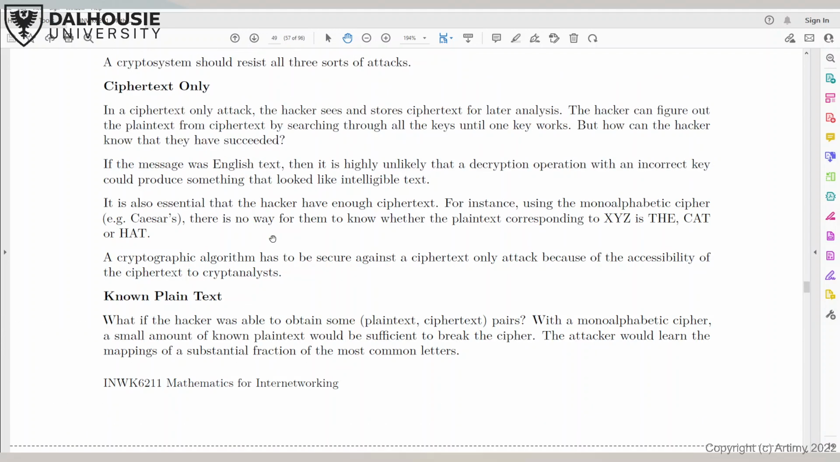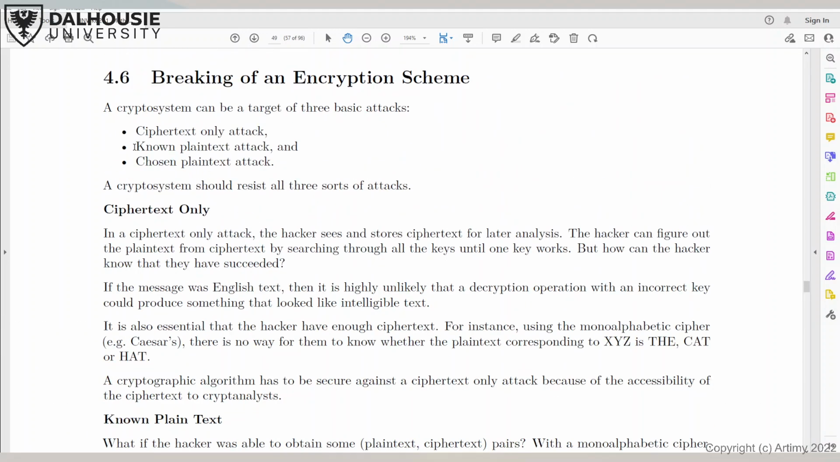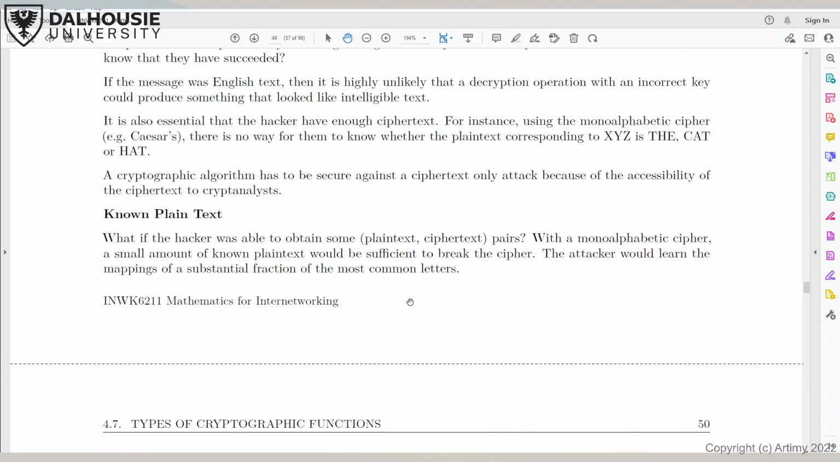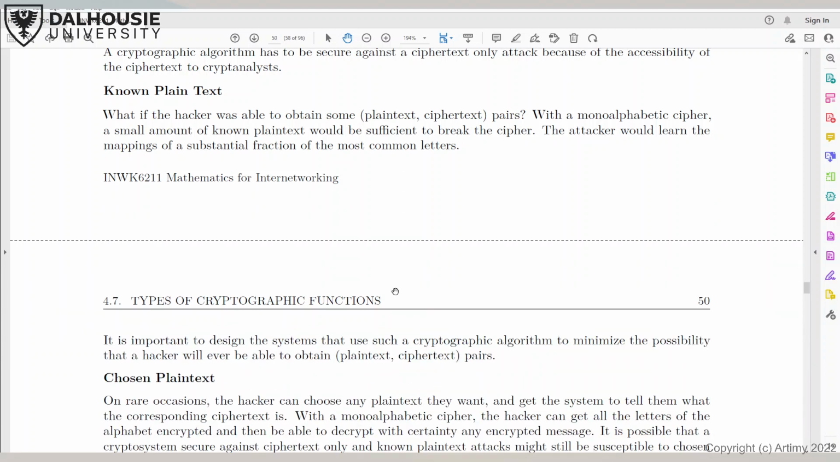Another type of attack is called the known plaintext attack. The known plaintext attack is where you actually get both: you get the plaintext and you get the ciphertext. But that becomes a problem. If I know the ciphertext, let's say I know that cat in the plaintext equals XYZ in the ciphertext, then it's very easy to find the key, right?